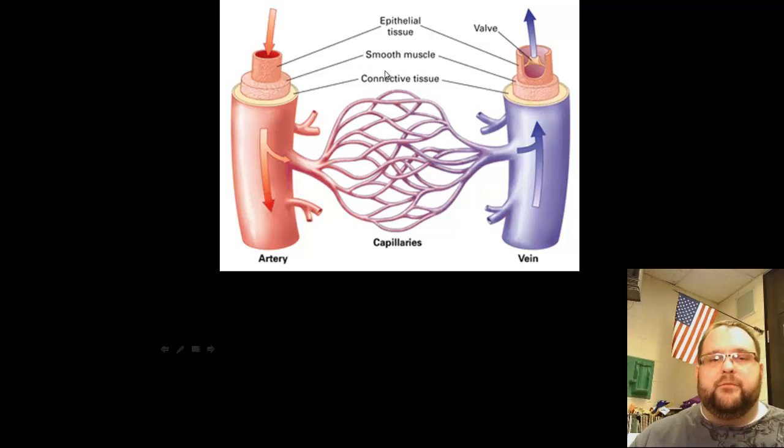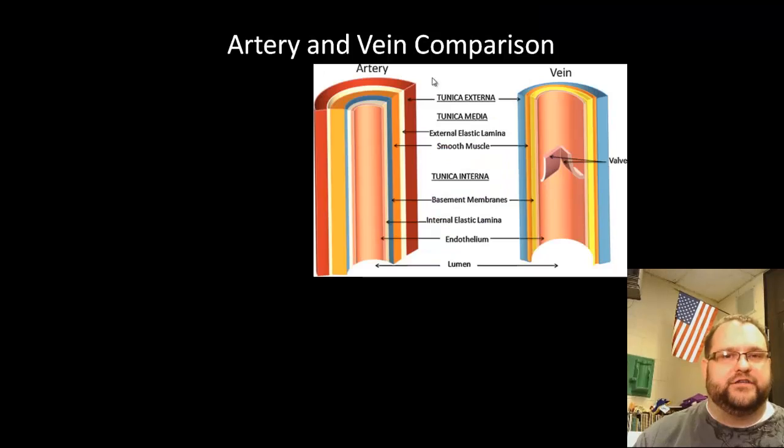Now, for the main part, the smooth muscle in veins is less. It's not as thick. And the reason for that, and we'll talk about that more later, is because arteries have more blood pressure. We don't want those vessels rupturing, so we need to have more thickness to handle the pressure.